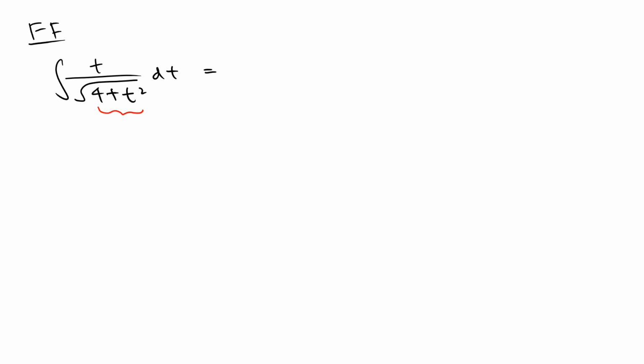So what we're going to do is manipulate that. We have t. We're going to bring the square root to the top, so it's t times (4 plus t squared) to the negative 1/2 dt. The derivative is 2t, so we're going to multiply by 2 and divide by 2. That's the manipulation part. Now you can see it's just a u-formula trick.